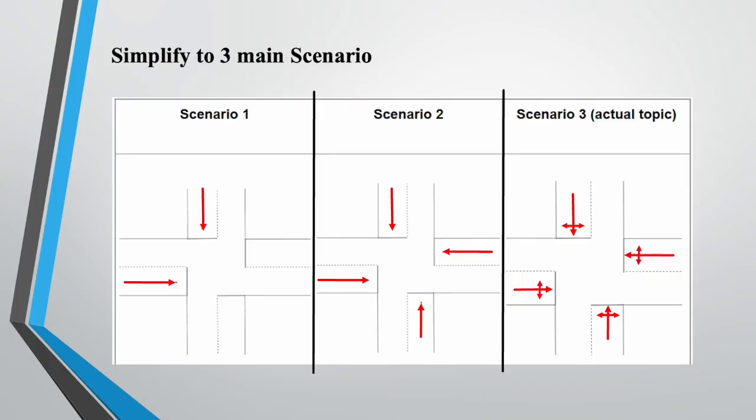And in scenario number 3, the vehicles are coming from all directions and they can also move in all directions. With this, we're simplifying the main scenario into easier steps. We're able to really understand how this genetic algorithm works and then build it up step by step.